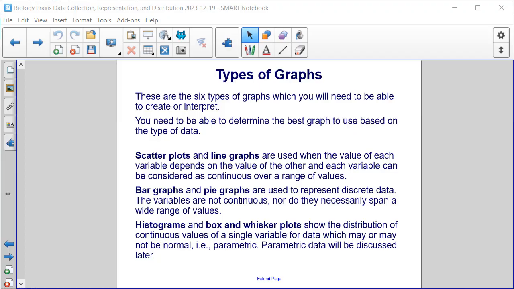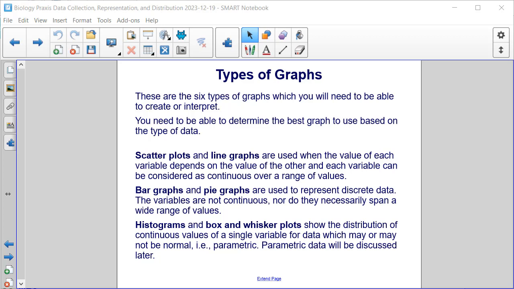Types of graphs. These are the six types of graphs which you will need to be able to create or interpret. You need to be able to determine the best graph to use based on the type of data. Scatter plots and line graphs are used when the value of each variable depends on the value of the other, and each variable can be considered as continuous over a range of values. Bar graphs and pie graphs are used to represent discrete data. The variables are not continuous, nor do they necessarily span a wide range of values.